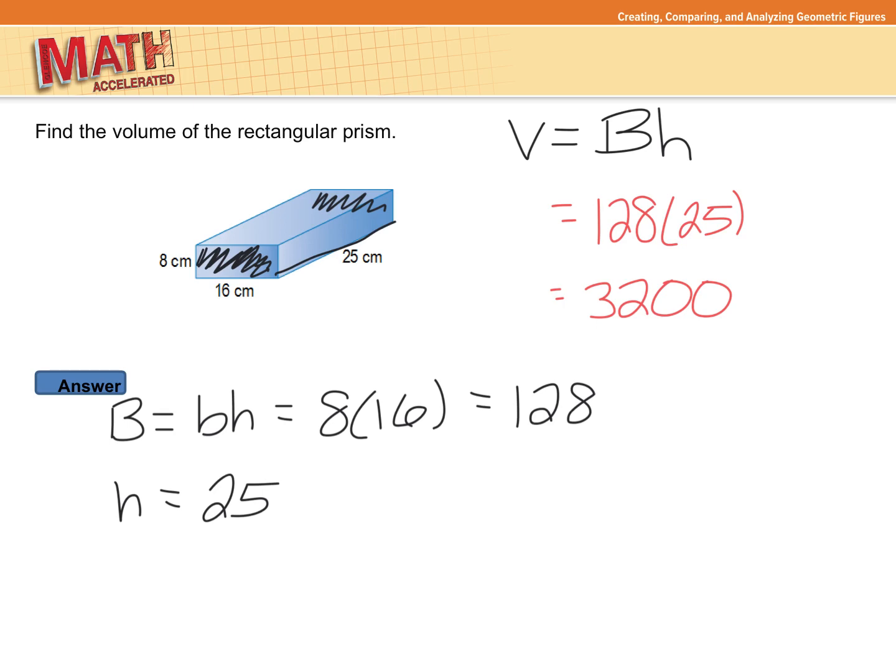Now, what's another important piece that we have to have at the end? We have to have the label, centimeters cubed. Sorry, I just told you the answer. With volume, we need it to be centimeters cubed. What did we use to label area? We use squared. For volume, we have to use cubed.